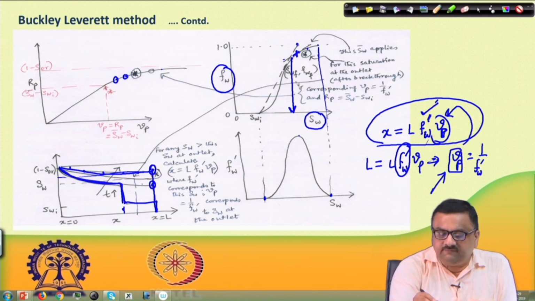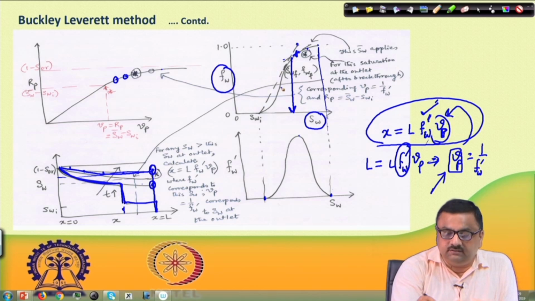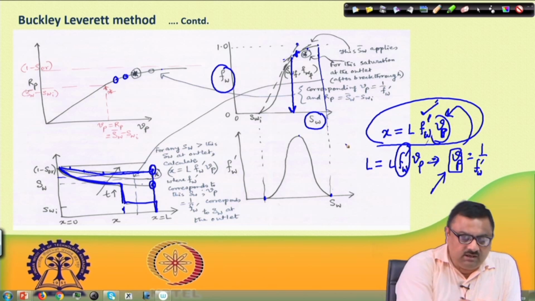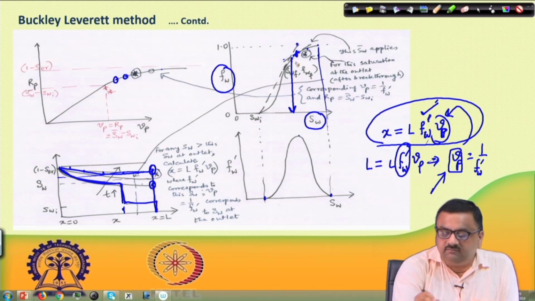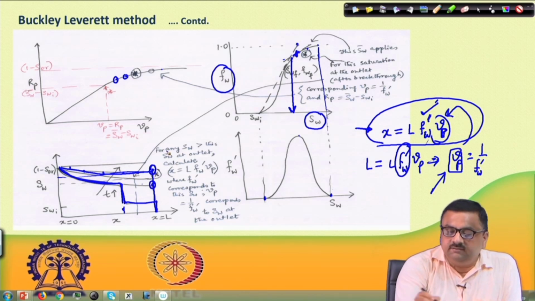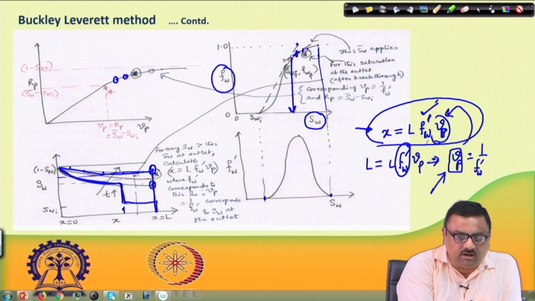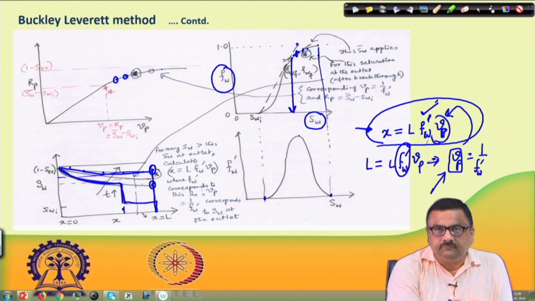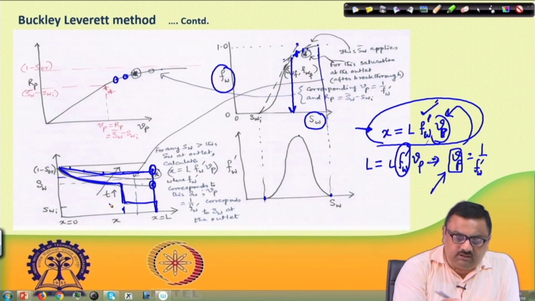And once I know this F w prime for this saturation and V p for the outlet saturation, then I multiply these by L and I get x. So, I know that this saturation will travel as per this equation, up to so and so distance. Similarly, pick up another saturation, find out how far it will travel, and one can create this profile. So, this is essentially the exercise one can take up from the Buckley-Leverett formulation.